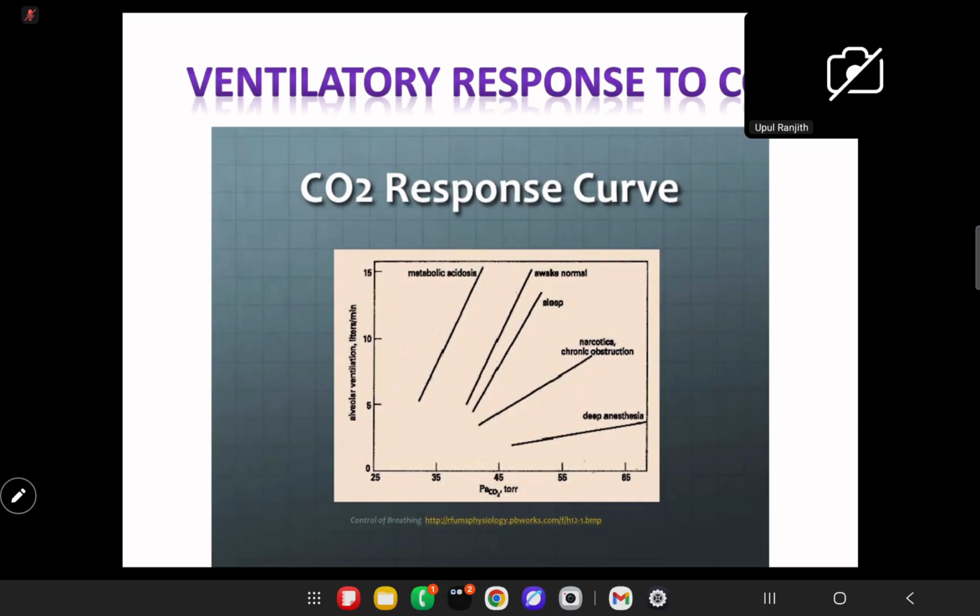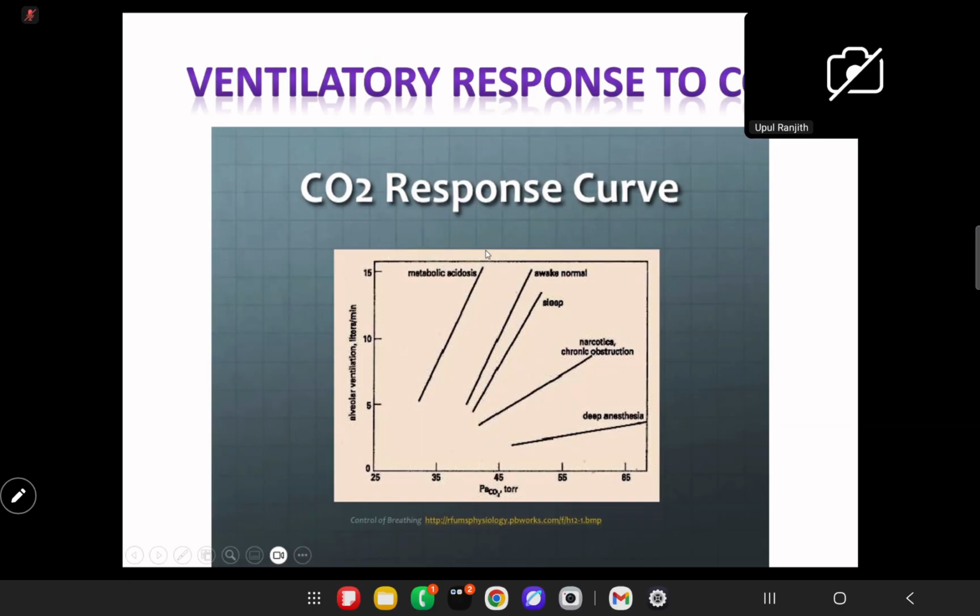Then this is the ventilatory response to carbon dioxide in various situations. Now you can see several lines. On the x-axis, carbon dioxide partial pressure, and on the y-axis, alveolar ventilation in various conditions. The leftmost or topmost line is the metabolic acidosis.